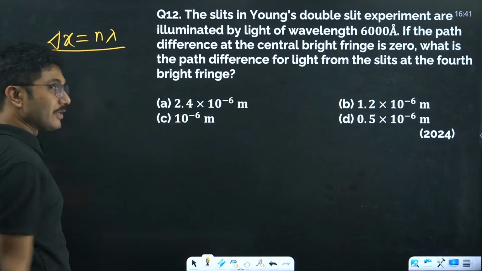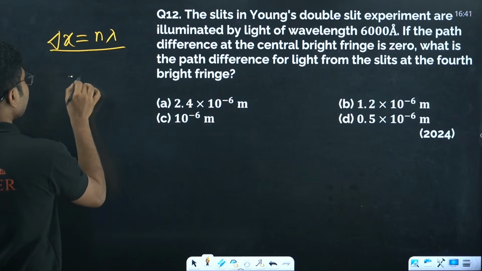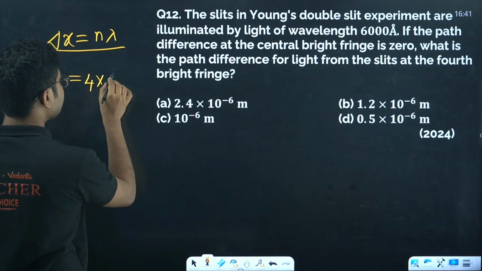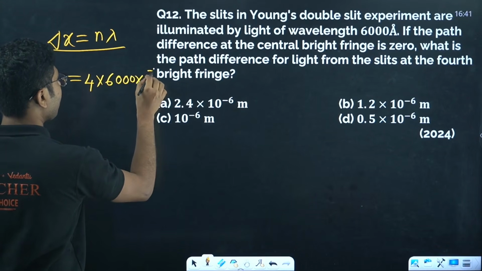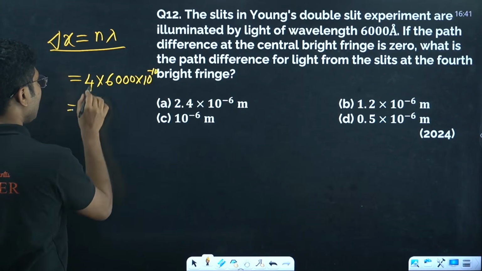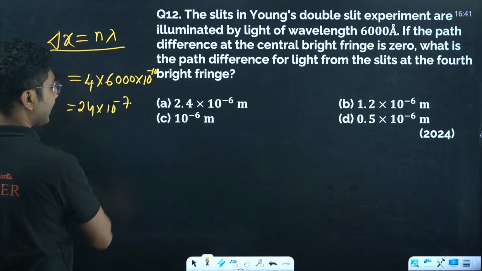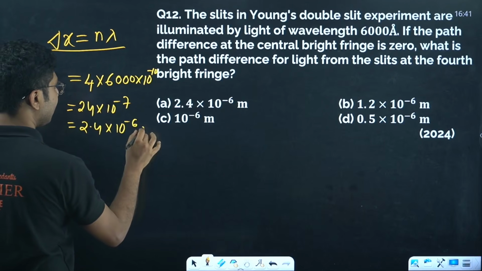For n equals 0, the path difference is 0, as given, so you don't need to add or subtract anything. You just need to multiply 4 into the wavelength, which is 6000 angstrom. Angstrom means 10 to the power of minus 10 meter. So it will be 24 into 10 to the power of minus 7, or 2.4 into 10 to the power of minus 6 meter.